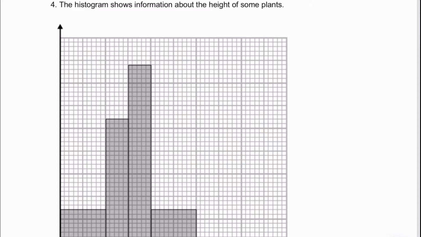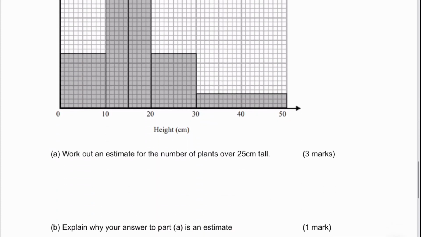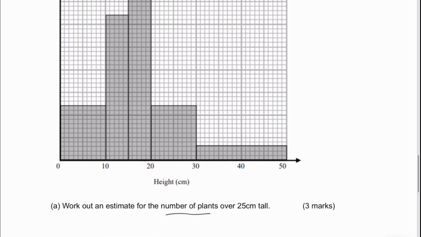It says the histogram shows information about the height of some plants. Now the key issue with this is the word some. Just makes me a little bit nervous, because what we're being asked to do is work out an estimate for the number of plants, and right off the bat we've got to be very careful with that. What we're not going to be able to do is work out the total number of plants represented on this diagram, but we can work out a fraction of the number of plants that would be over 25 centimeters tall. So let's have a look at that.